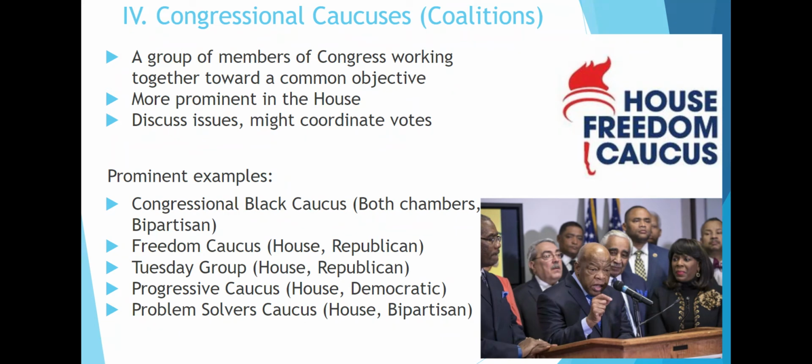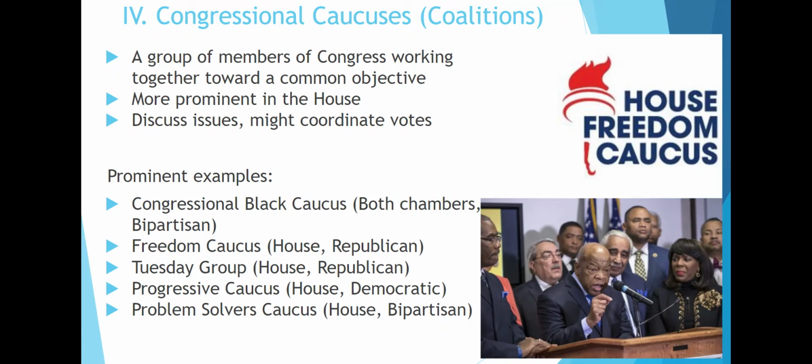If you're in the House, you're one of 435. Your power as a single member of the House tends to be relatively limited. But if you can band together with other people, you can wield a lot more power, and that can make you much more of a force to be reckoned with. So committees, like I said before, are institutionalized. They're part of the rules of the House and the Senate. Caucuses are much more informal, but it's sort of like alliances within the House and within the Senate.